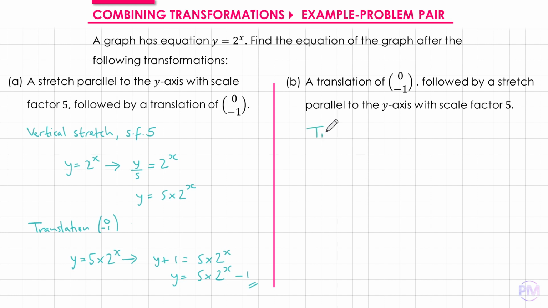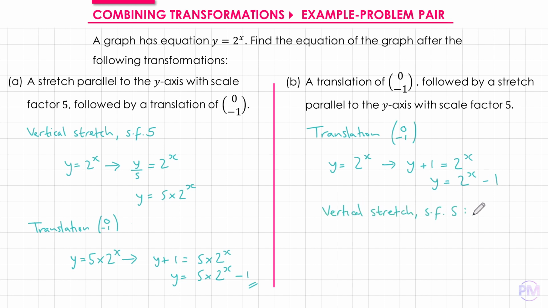We'll start by applying the translation. Nothing out of the ordinary happens in this part. We simply replace y by y plus 1. And then we can simplify. Then we'll apply the vertical stretch. So we're starting with y equals 2 to the x minus 1. And we're going to replace y by y divided by 5.